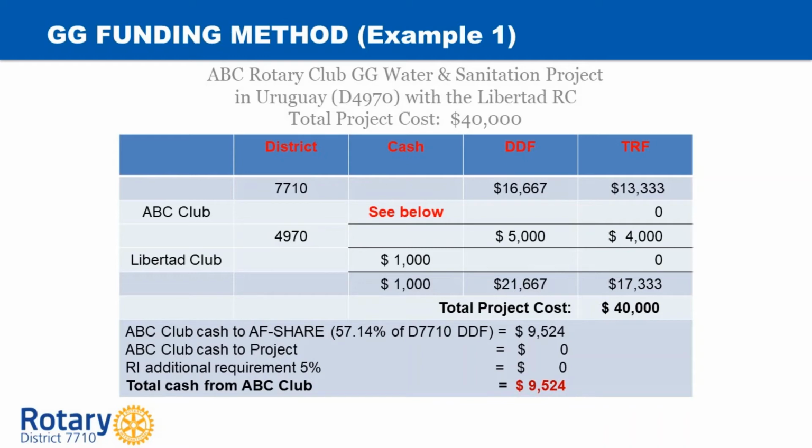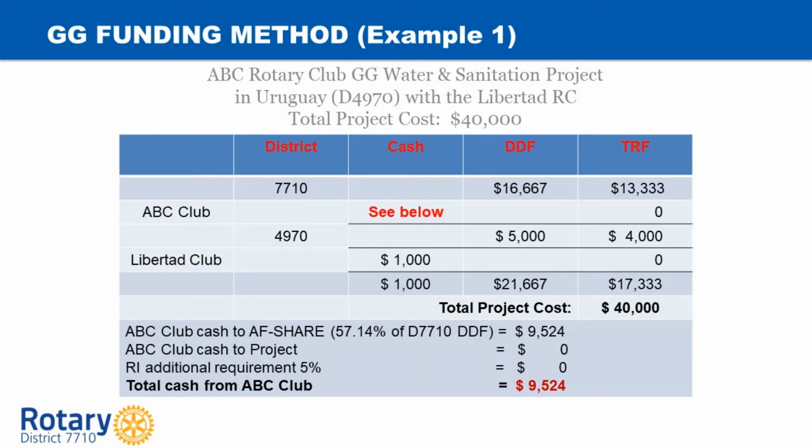Over in Uruguay, their district will put in $5,000 in DDF, which will be matched by $4,000 from the World Fund. Now the Libertad Club is putting in $1,000 in cash that goes directly to the global grant. Clubs can contribute cash towards a global grant, but it will not be matched by the foundation. Therefore, you see $1,000 under the cash column for the Libertad Club and $0 under TRF. When we add those columns of cash, DDF, and TRF, we come to a total of $40,000, which is the total cost for the project.